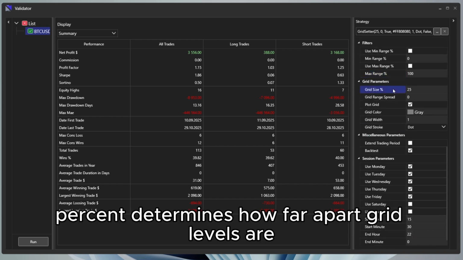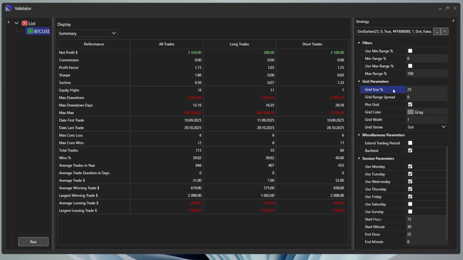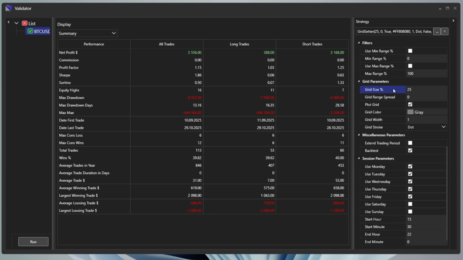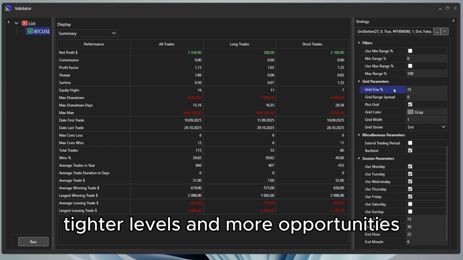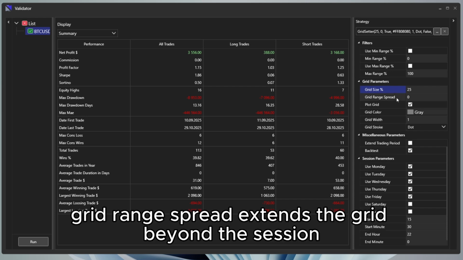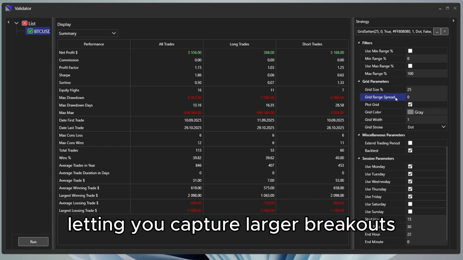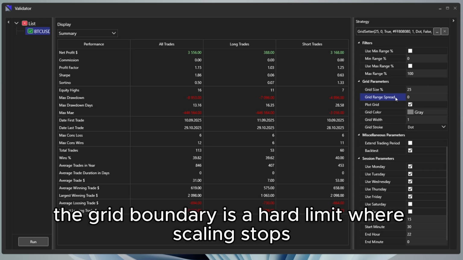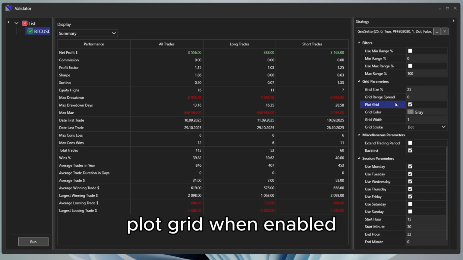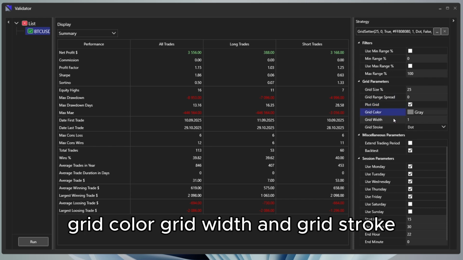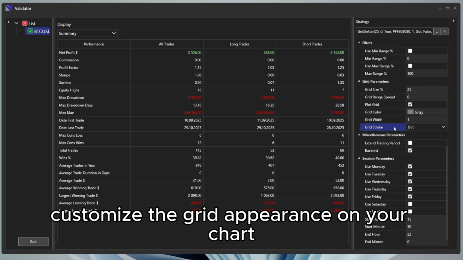Grid size percent determines how far apart grid levels are. Increasing gives fewer, wider spaced levels and fewer opportunities. Decreasing gives more, tighter levels and more opportunities. Grid range spread extends the grid beyond the session high and low. Increasing adds more steps above and below, letting you capture larger breakouts. The grid boundary is a hard limit where scaling stops. Plot grid, when enabled, displays all grid lines on your chart. Grid color, grid width, and grid stroke customize the grid appearance on your chart.